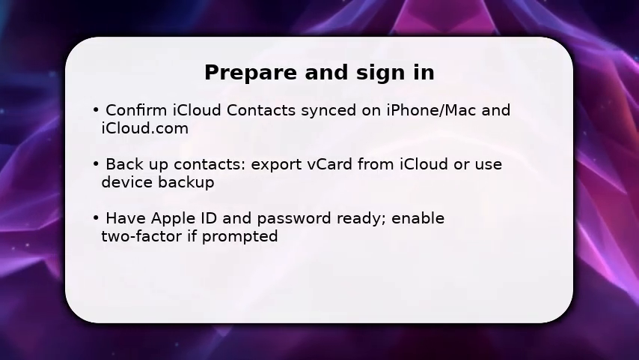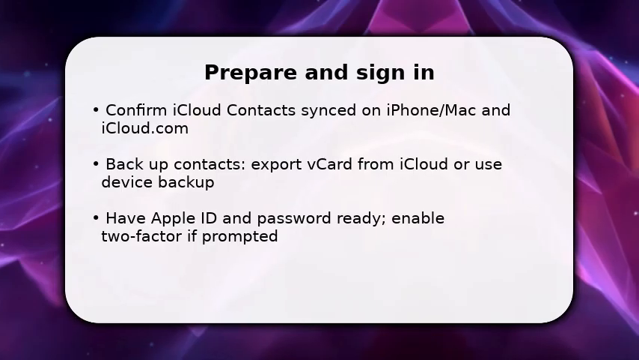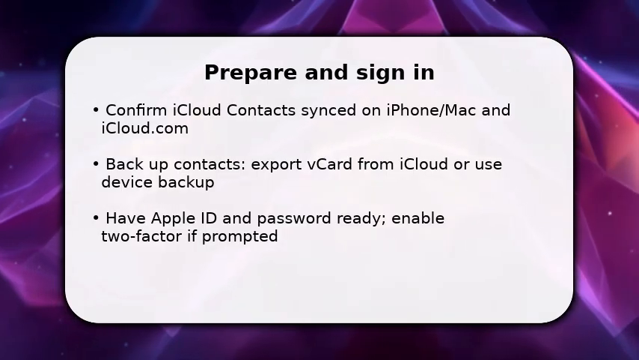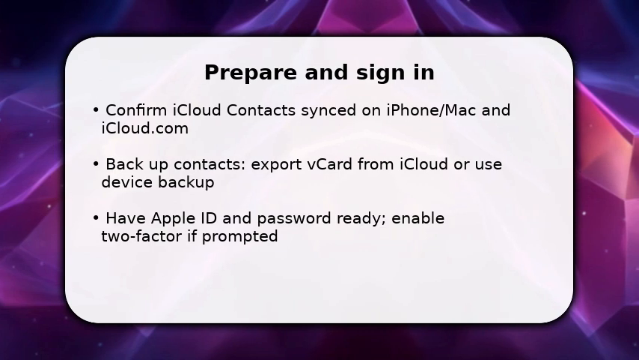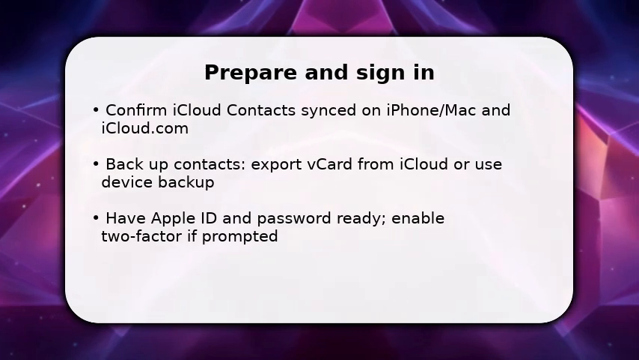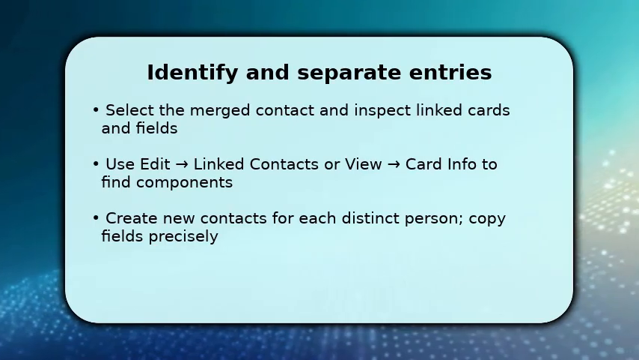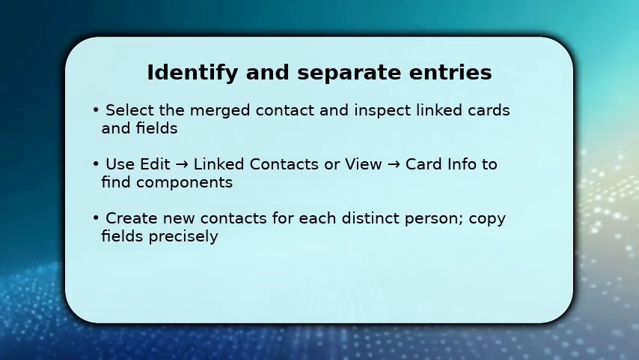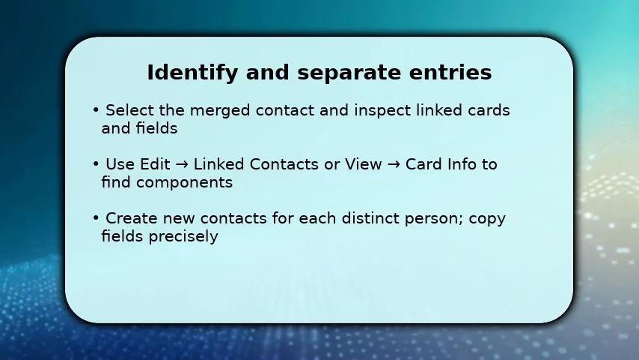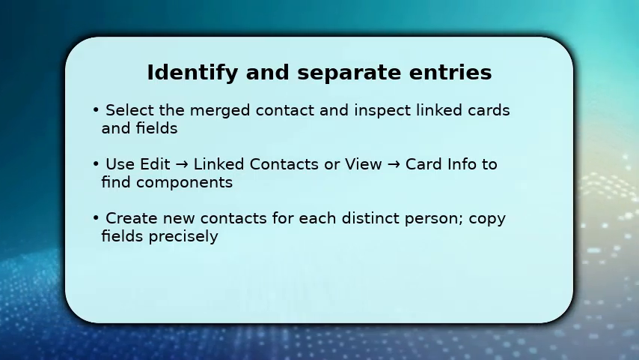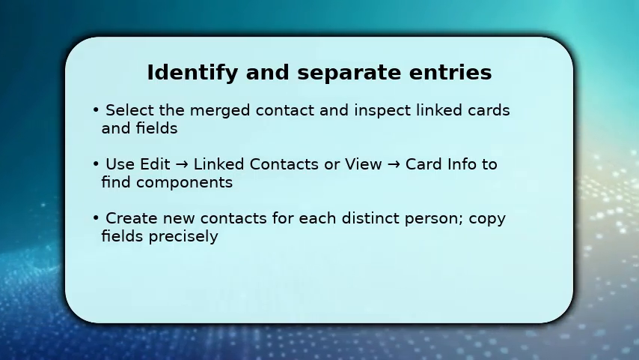With the backup saved and your account active, locate a merged contact to begin separating individual records. Find a merged card and inspect its linked records and all fields so you know which data belongs to each person. Once identified, create new contact entries for each individual. Copy name, phone, email, address, and notes into separate cards.